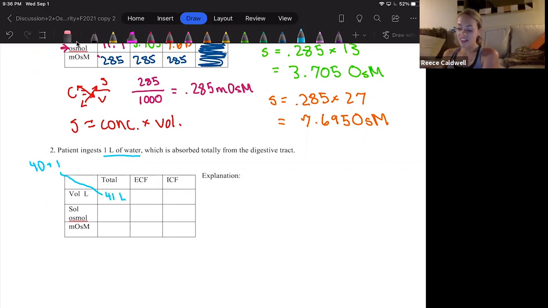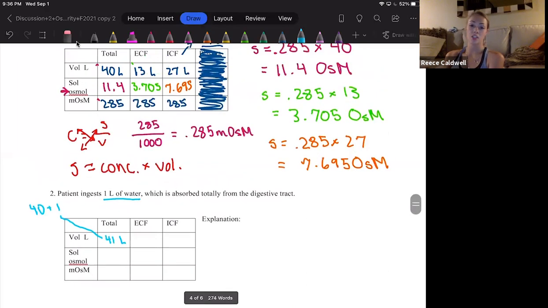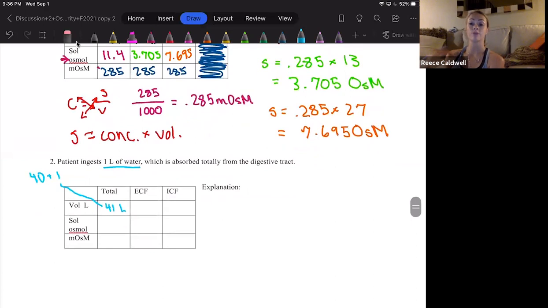Now we cannot carry that out to the extracellular and intracellular fluid because we don't know the exact amount of that 1 liter that will enter into those. So we cannot trust to carry those initial values down. We're going to have to solve for that, and we're going to do so using our first column. Again, solute does not change.